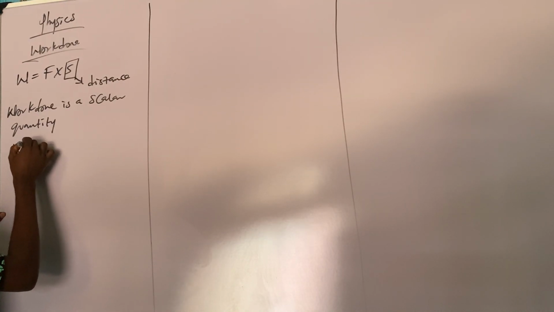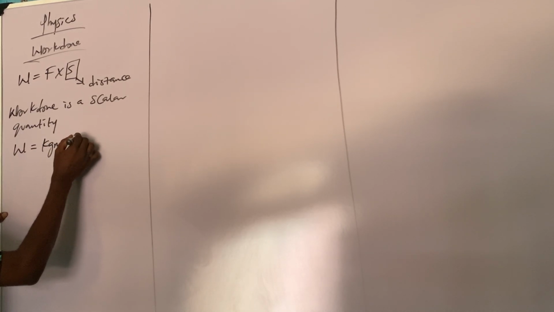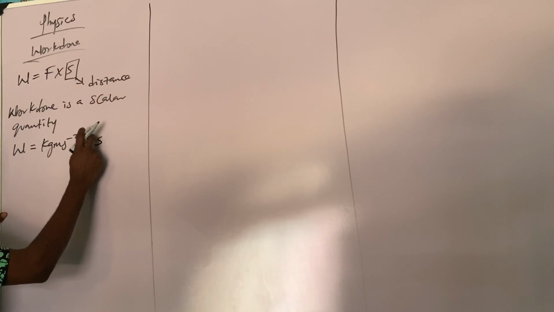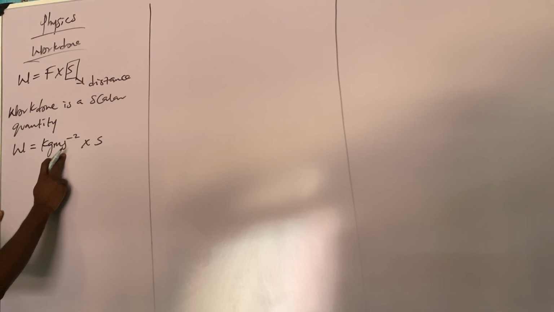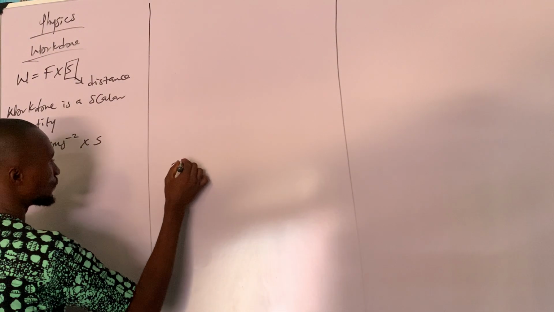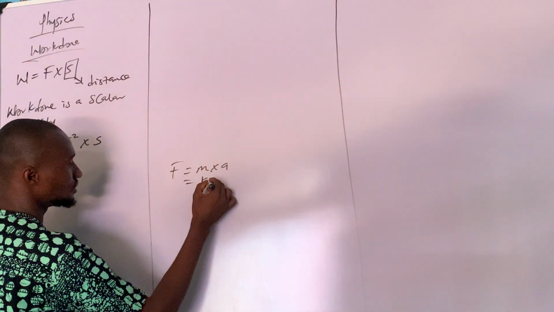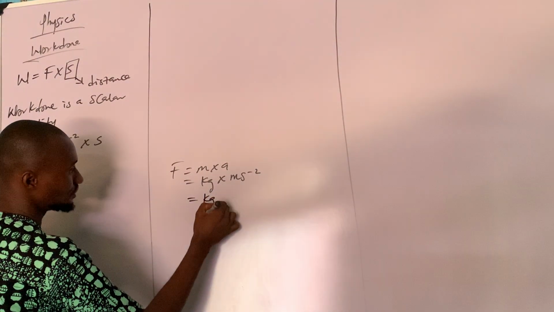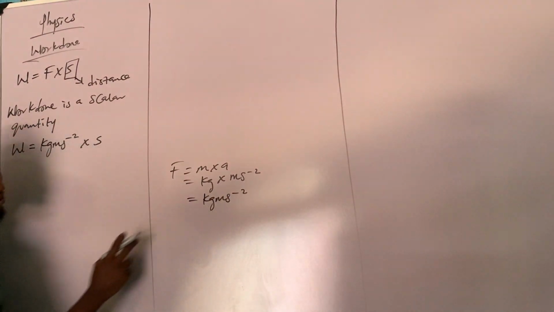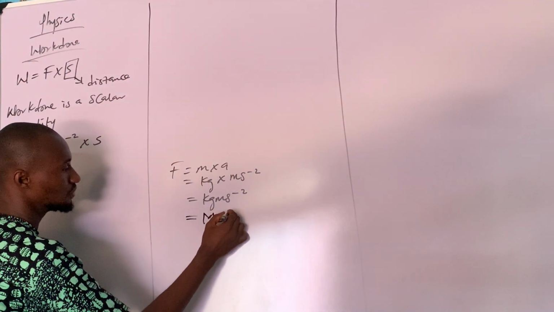And again, let's find the units of work done. W is equal to force, which is kg m s raised to power minus 2, times s. This particular s is distance, but the other s is time. Let me show you force. Force is mass times acceleration due to gravity, which is kg times meter per second square. So we have kg m s raised to power minus 2. This is the unit of force. The dimension of force will be M L T raised to power minus 2.